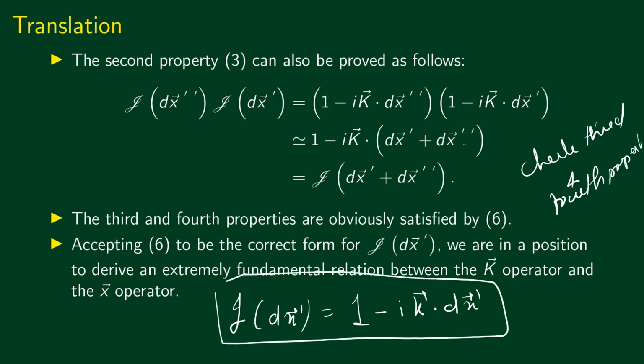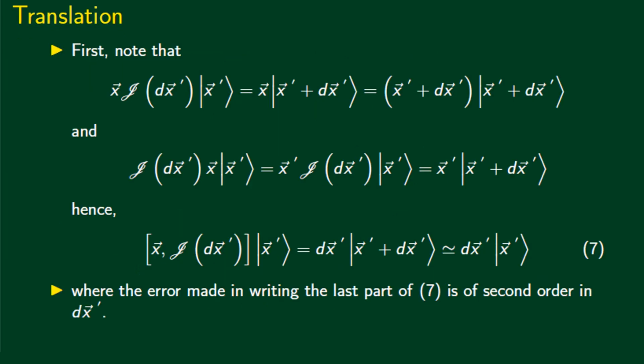Now if you accept this definition, we are in a position to derive an extremely fundamental relation between k vector and the x vector operator. We'll derive an important relation between k vector and x vector operators. Of course, we are trying to find the commutator between the components of k vector and the components of x vector. We know that x vector is a vector operator. We can write its components as xi. K vector is also a vector operator. It has three components which we can denote as ki.